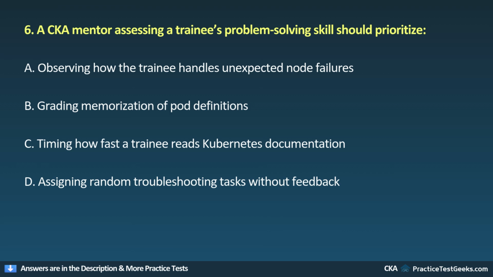6. A CKA mentor assessing a trainee's problem-solving skills should prioritize A. Observing how the trainee handles unexpected node failures. B. Grading memorization of pod definitions. C. Timing how fast a trainee reads Kubernetes documentation. D. Assigning random troubleshooting tasks without feedback.